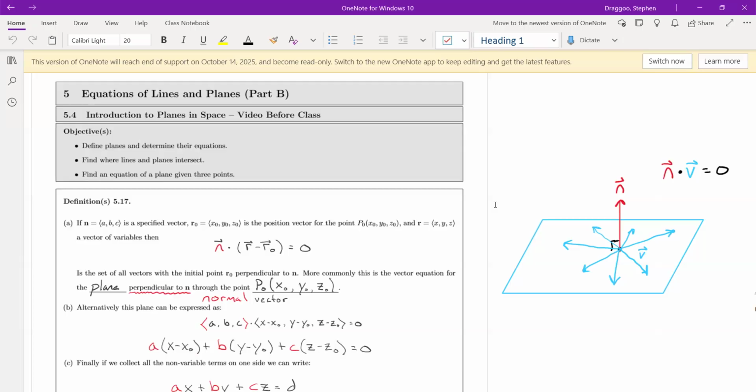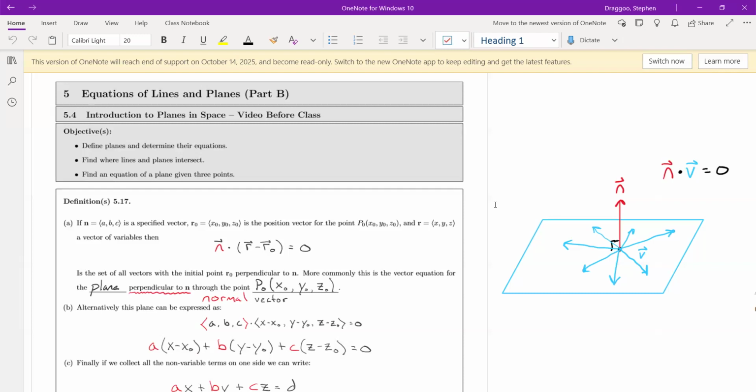But each of those blue vectors that are inside that plane, all are going to be perpendicular to the red vector that I've drawn in. Doesn't matter where I draw them in the plane, that red vector, which comes straight out of the plane, is going to be perpendicular to all of them.